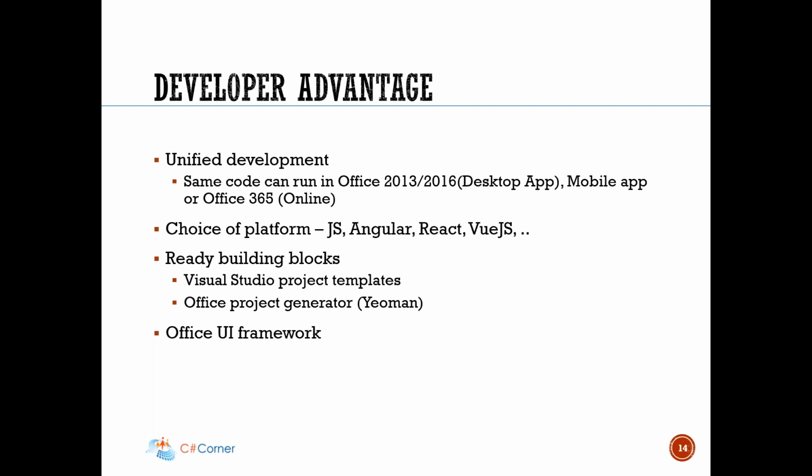So in the Visual Studio project template, when you create a new add-in, you will get the ready-made building blocks. I'm going to show you that in the demo. Also, there are tools like the Yeoman Office Project Generator, which helps you create the necessary files for creating an add-in, and then you just have to concentrate on writing your own code. And the Office UI framework, which is covered in detail in the next slide.